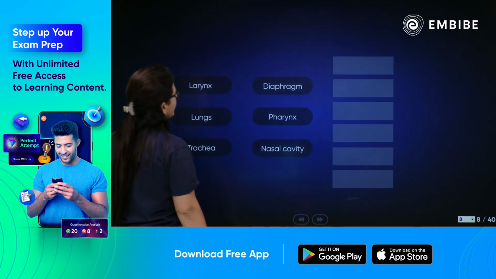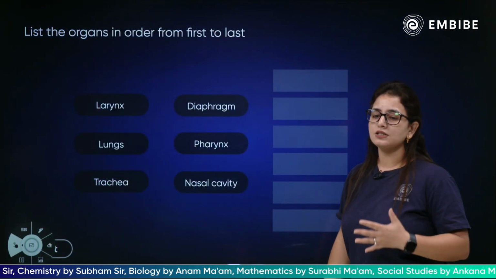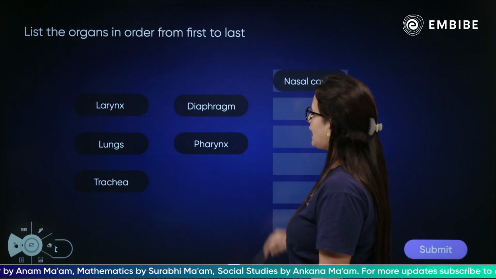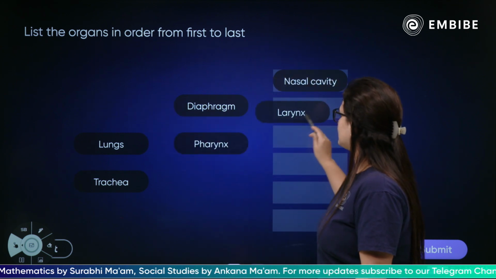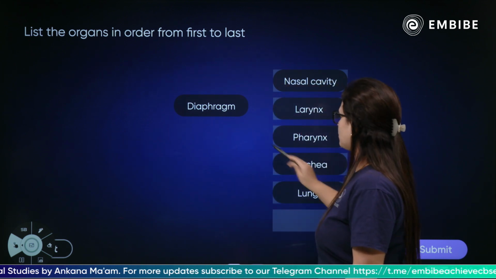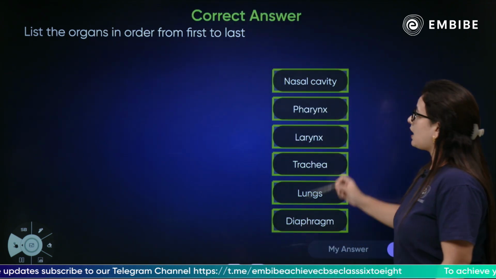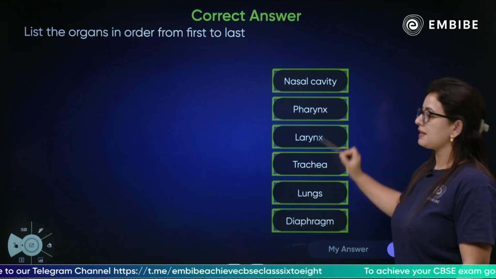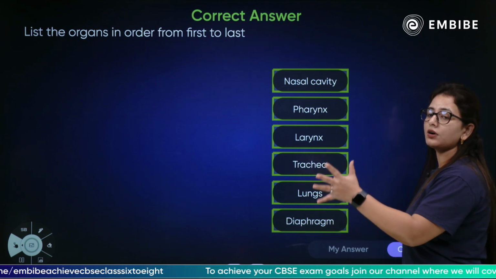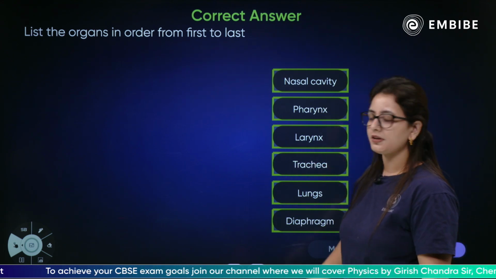So children, these are the organs, listed from first to last, needed for respiration. The very first thing we need is the nasal cavity, then the larynx, pharynx, trachea, lungs, and then the diaphragm. Of course, the correct arrangement of your respiratory system is nasal cavity, pharynx, larynx, trachea, lungs, and the diaphragm. This is the correct form. The pharynx always comes first and the larynx always comes after the pharynx.